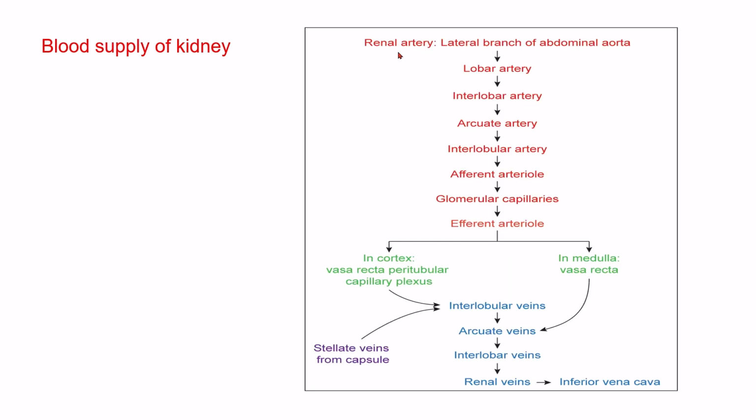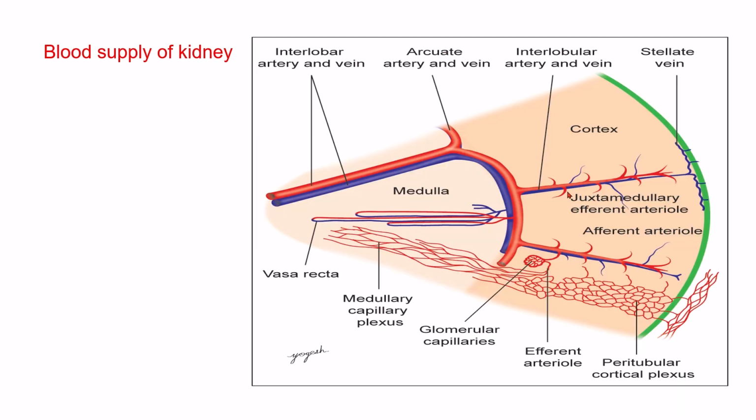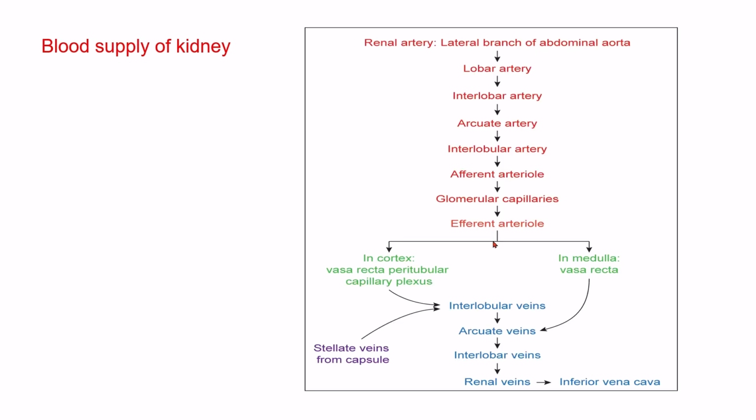The renal artery is a lateral branch of the abdominal aorta, then the segmental artery, lobar artery, interlobar artery, arcuate artery, and interlobular artery. From there comes the afferent arteriole. Here you can see the afferent arteriole coming from the interlobular artery, forming the tuft of capillaries, then the efferent arteriole. In the cortex, the vasa recta and peritubular capillary plexus drain into the interlobular vein. The stellate veins from the capsule also drain into interlobular veins. In the medulla, the vasa recta drains into the arcuate veins.